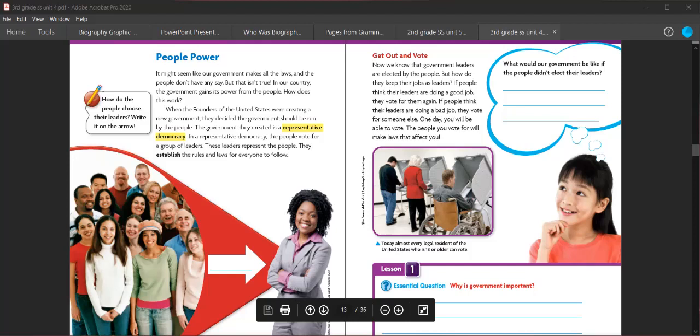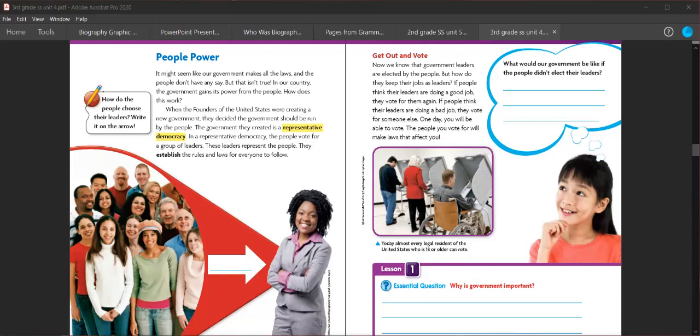Our next section here is titled, Get Out and Vote. Now we know that government leaders are elected by the people. But how do they keep their jobs as leaders? If people think their leaders are doing a good job, they vote for them again. If people think their leaders are doing a bad job, they vote for someone else. One day, you will be able to vote. The people you vote for will make laws that affect you. Quick check. Who makes the laws that will affect you?